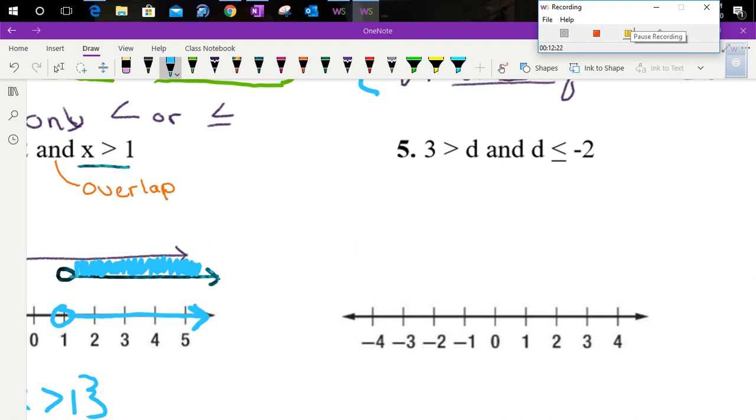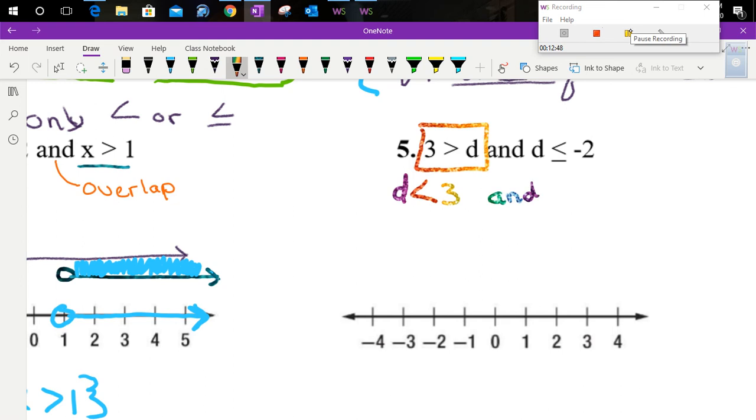Okay, so let's take a look here at number 5. Again, first thing I look at when I see this is this one here's not written in what I would call the correct order. And so I want to write it with the variable being first. Since the inequality is pointing to the D here, it needs to be pointing to the D here, and then add the 3 on, and then D is less than or equal to -2.